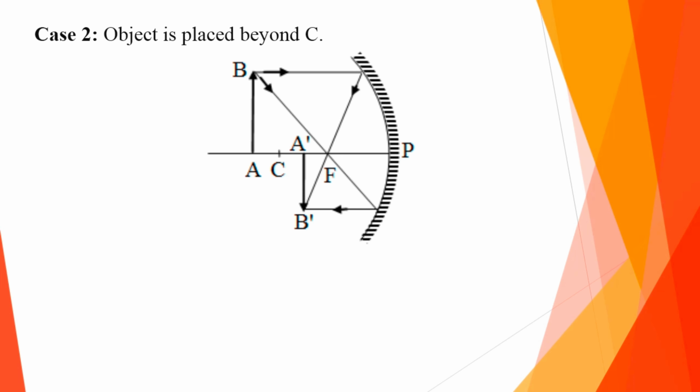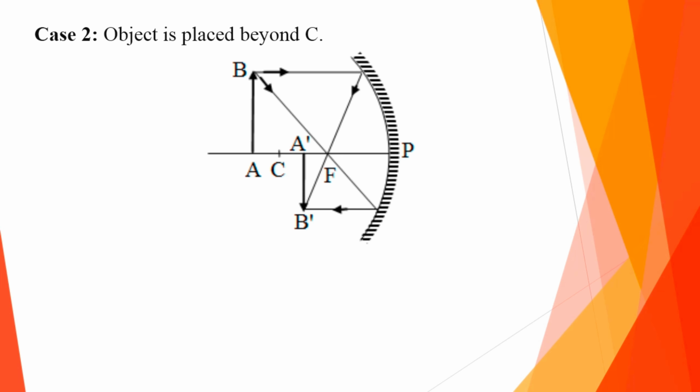When the ray of light is parallel to the principal axis, after reflection it passes through the focus, and when the ray of light is going through the focus, after reflection it will be parallel to the principal axis. So both rays after reflection meet at a point. That point is the image formation, that is A dash B dash.